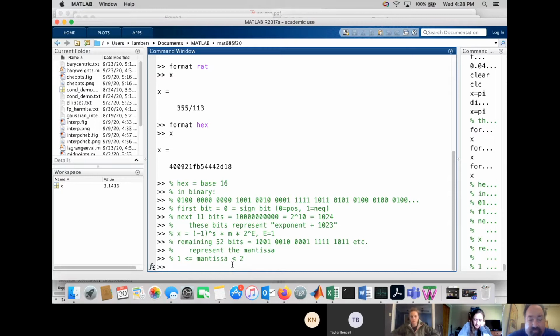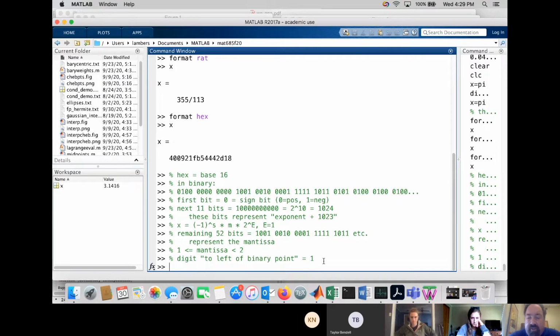What happens is, because it's normalized to this range, just like in scientific notation, you always have something between 1 and 10 times 10 to a power. So the digit to the left of the binary point in this case can't be 0. What's the only other choice left? It's 1. In decimal, you have some digit to the left of the decimal point that's 1 through 9. In binary, it's got to be 1.